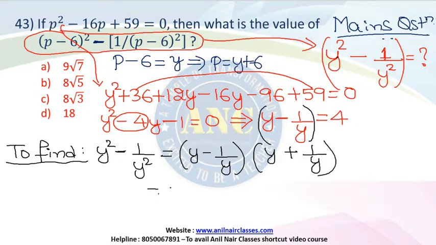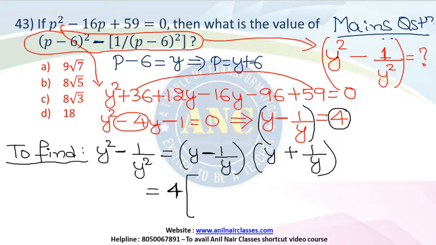But we already know the value of y minus 1 by y. Just now we found out it is nothing but 4. Write down 4. Now we already know another key point. If we know y minus 1 by y value as some constant k, in this question that k value is 4.